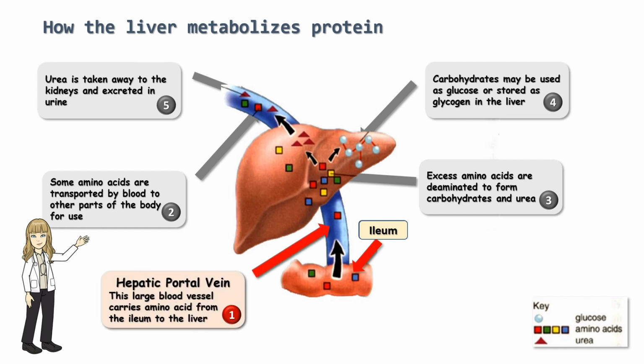Hepatic portal vein. This large blood vessel carries amino acids from the ileum to the liver. Some amino acids are transported by blood to other parts of the body for use. Excess amino acids are deaminated to form carbohydrates and urea. Carbohydrates may be used as glucose or stored as glycogen in the liver. Urea is taken away to the kidneys and excreted in urine.